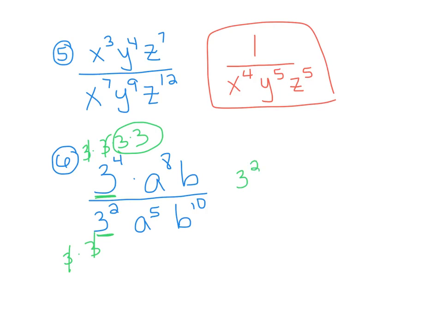Now go to your a's like we did. 5 versus 8, where are there more? On the top, a to the 3rd. Look at the b's. Now remember, this is a 1. So there's 1 on top, 10 on the bottom, b to the 9th. Now this one you should take one step further and do the 3 squared. So 9 a to the 3rd over b to the 9th.